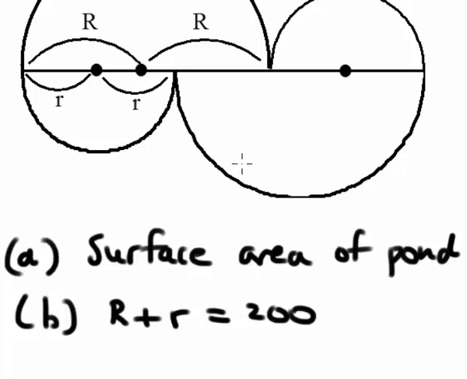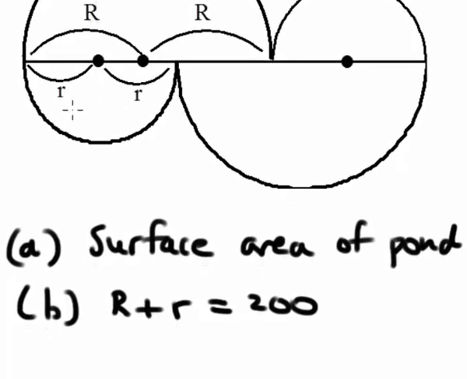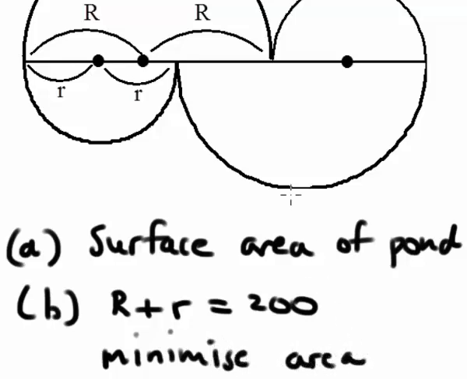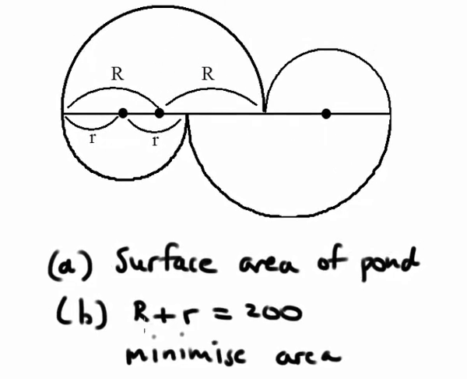And I want you to now work out the values of big R and little r, for which the surface area is going to be a minimum. So I want you to minimize the surface area of that pond. Minimize it and tell me what the value of big R and little r would be to give you a minimum surface area. You're minimizing the surface area, if R plus little r is 200. Have a go at that, and we'll talk about that in a moment.